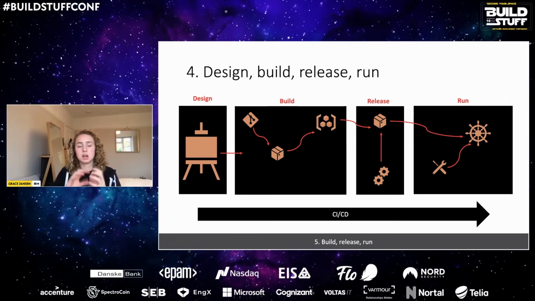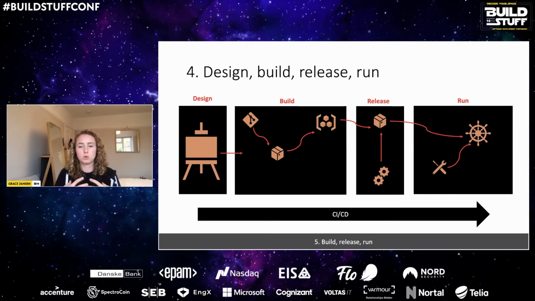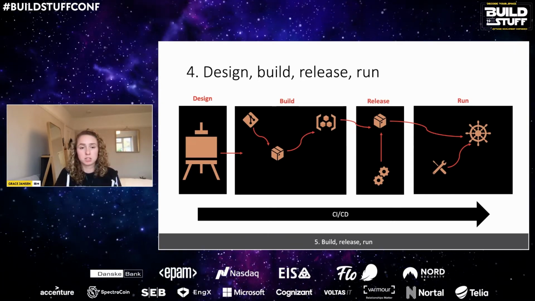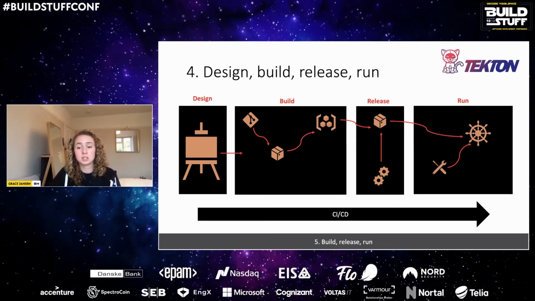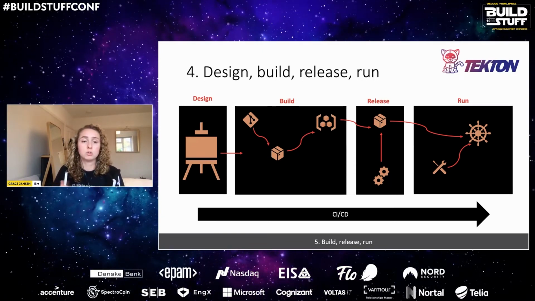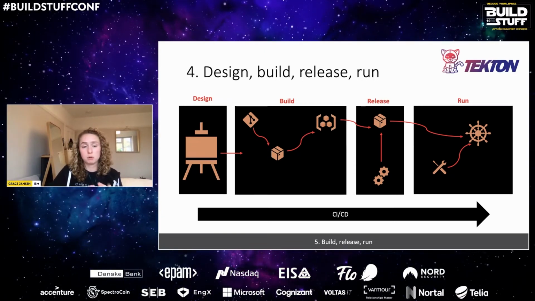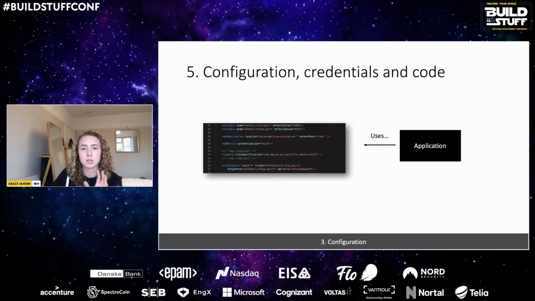Well, this is, again, more of a methodology or practices sort of thing, more for the people in the organizations rather than specific technologies. However, you might consider using things like a CI/CD pipeline, and there are tools like Tekton that you might want to use for that. So that's number 4. Number 5, this is configuration, credentials, and code.